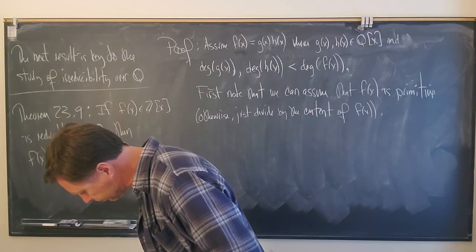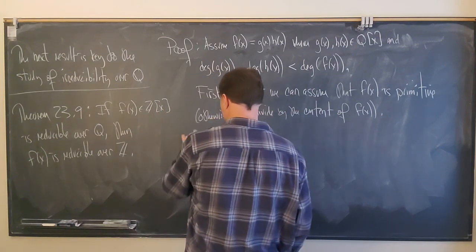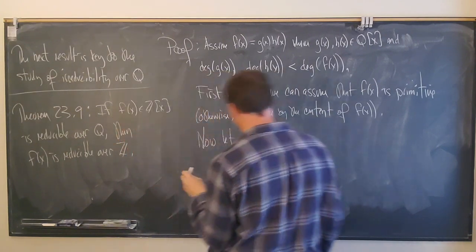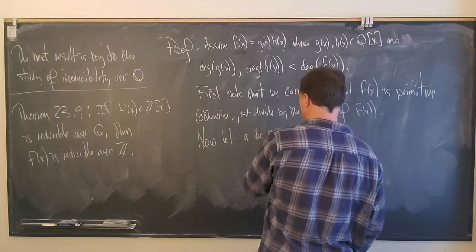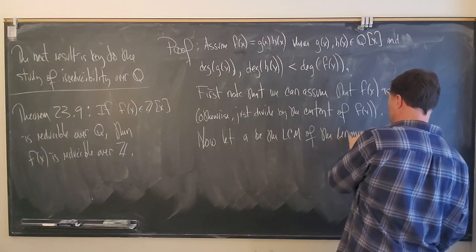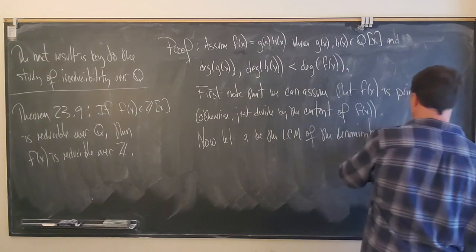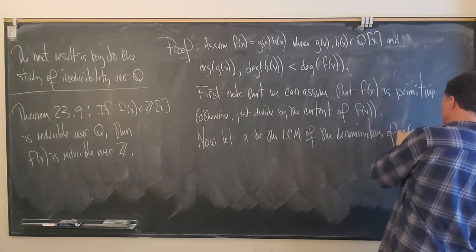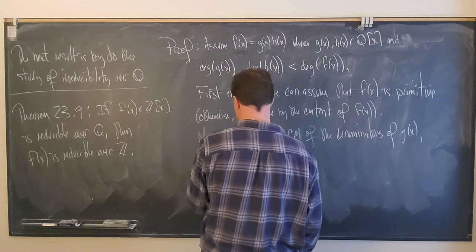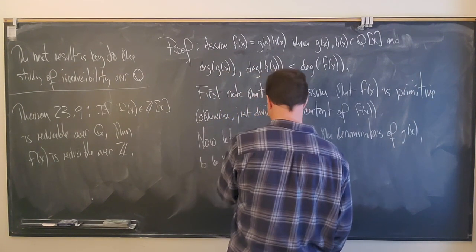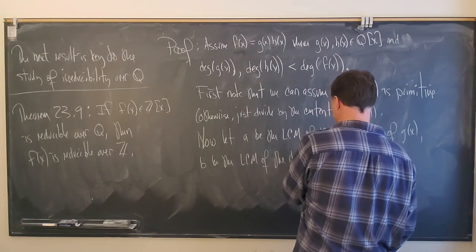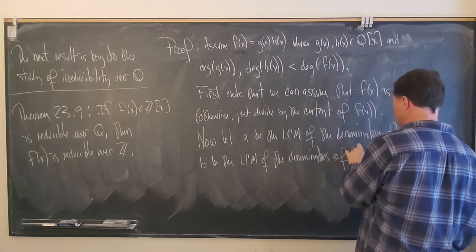And so now, introduce some notation here. Let little a be the least common multiple of the denominators of g of x, and let b be the LCM of the denominators of h of x.